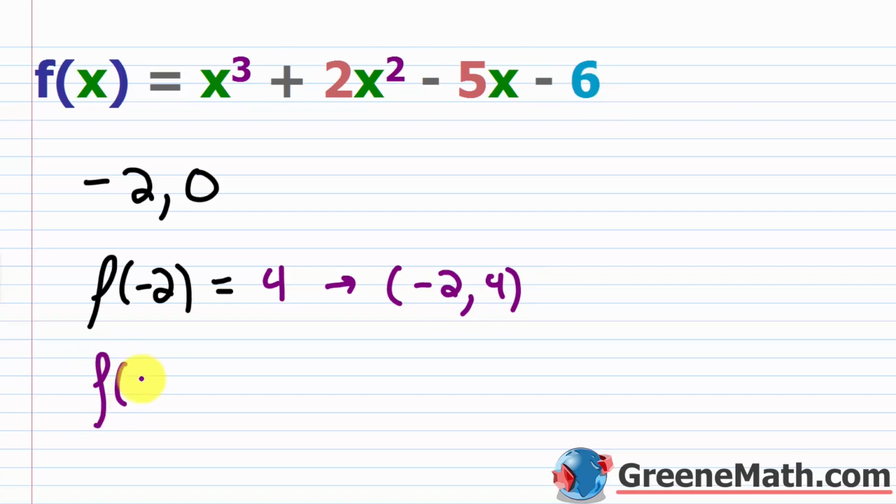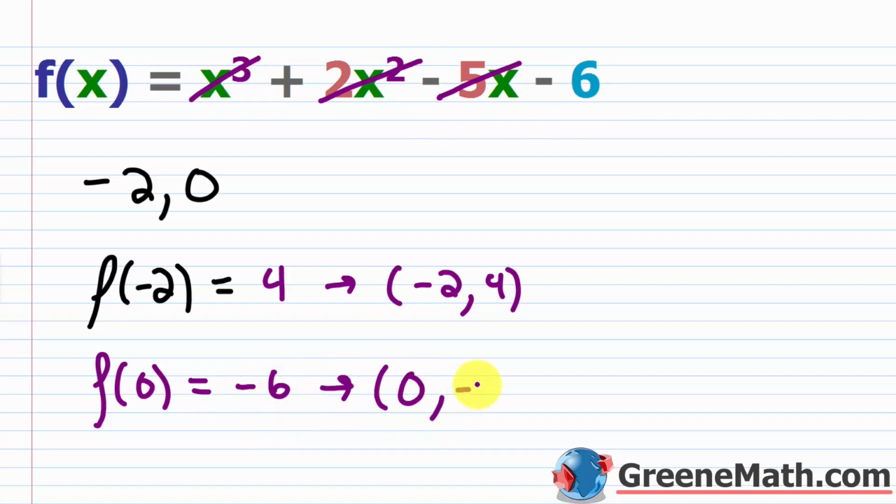Now, we also want to look at 0. So f of 0 is equal to what? Well, I know if I plug in a 0, this is gone, this is gone, this is gone. I'm just left with -6. So on the graph of this function would be 0, comma, -6. Okay. So what I told you was that if f of -2 is a positive number and f of 0 is a negative number, well, then there must be a 0 between these two numbers. So there must be a 0 between -2 and 0.